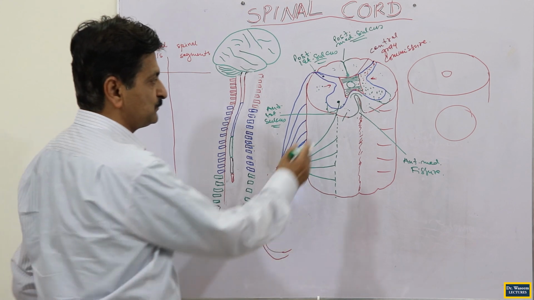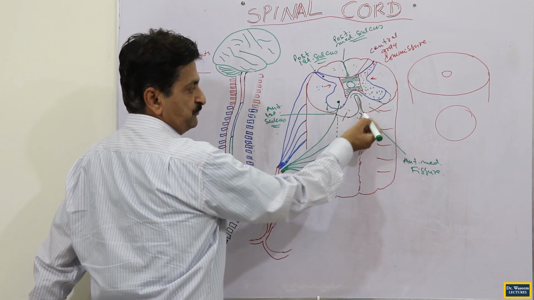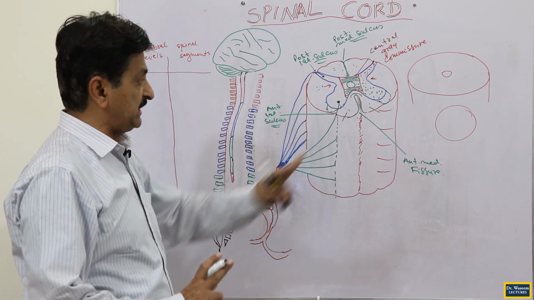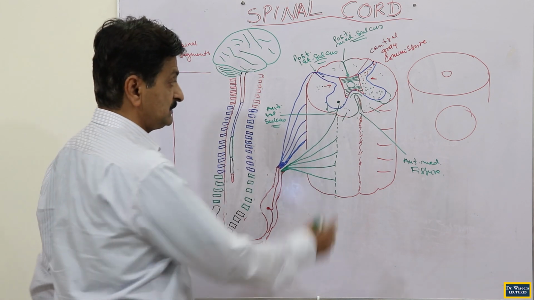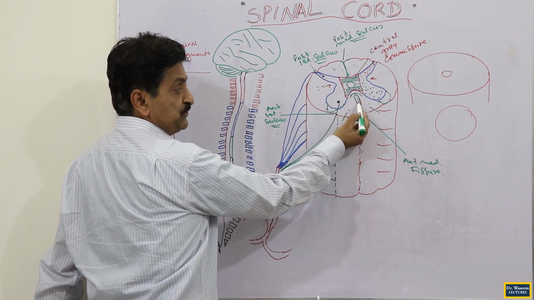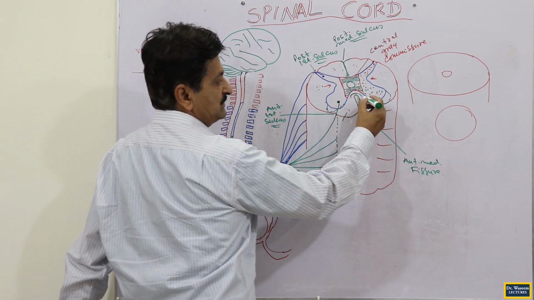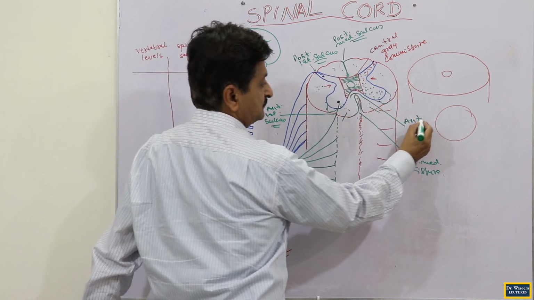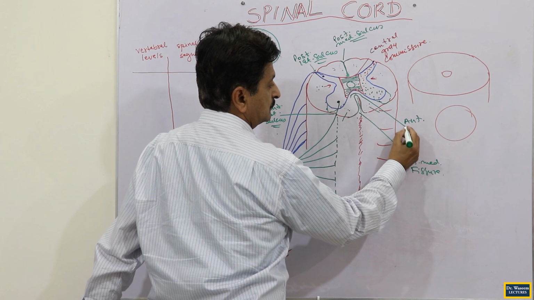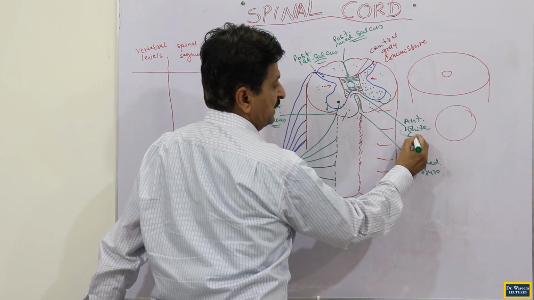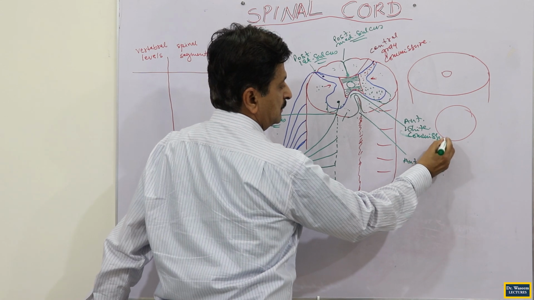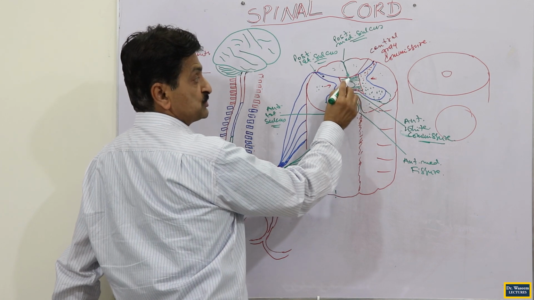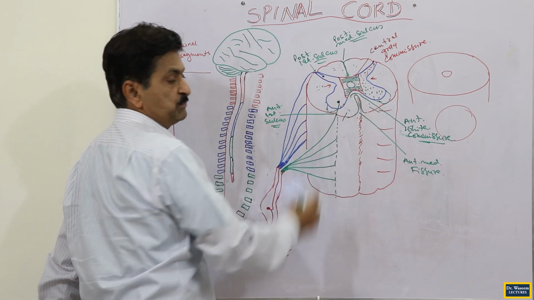They can decussate. They can cross from left to right and right to left, but not from the back side. Posterior white column fibers will never cross, but the anterior white column fibers can easily cross, because there is the anterior white commissure here, because the anterior median fissure doesn't touch the anterior gray commissure. That's why this is called the anterior white commissure. We don't have a posterior white commissure. And this you already know, this is the central gray commissure, central canal, posterior gray commissure, anterior gray commissure. This is the anterior white commissure where the fibers can cross.